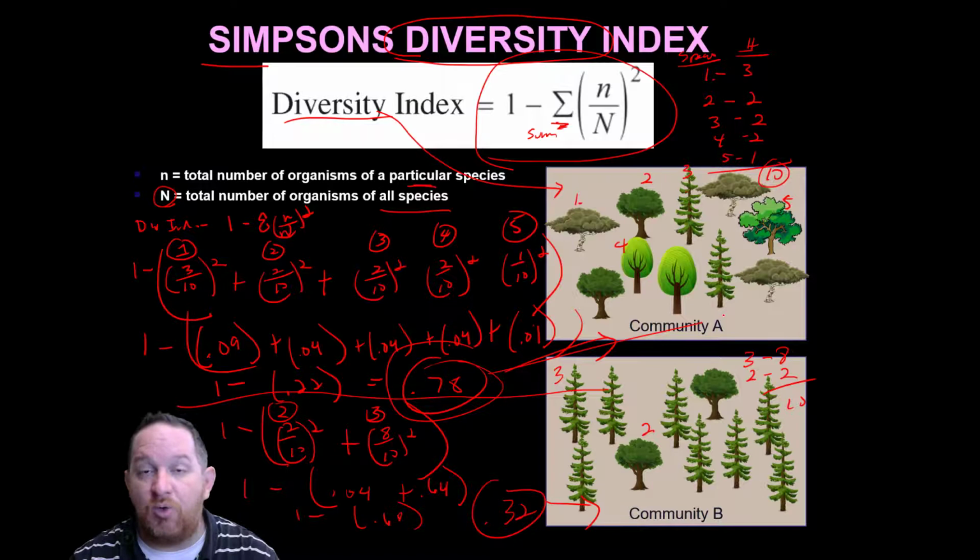Okay, so hopefully in this video, you learned about biodiversity, you learned about why it's important that we have diversity in a species, and you learned how to calculate that diversity using the Simpson's diversity index.